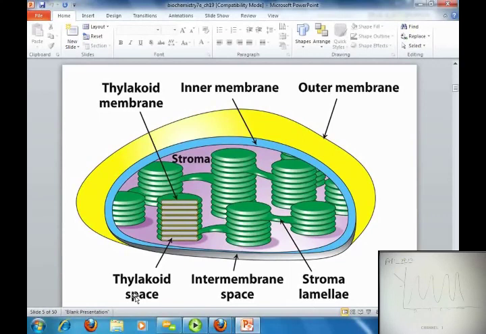So you have three spaces: the thylakoid space, in between the thylakoid membranes; the intermembrane space, between the outer membrane and inner membrane; and the stroma lamellae space. So you have three membranes and three spaces. These three spaces are involved in the electron transfer, where the reactions for electron transport occur inside the chloroplast. Okay.